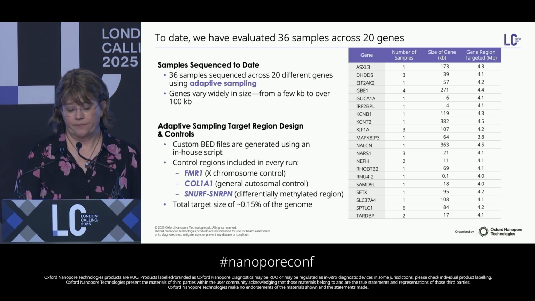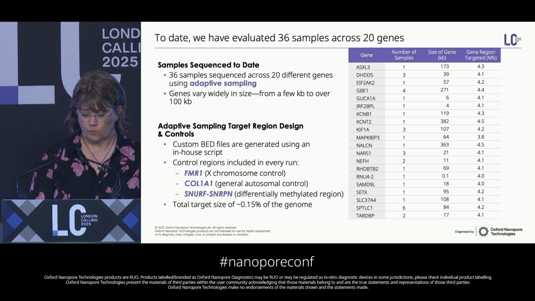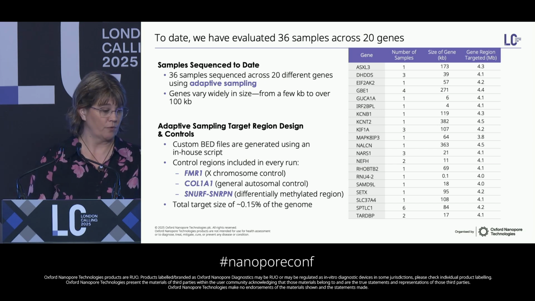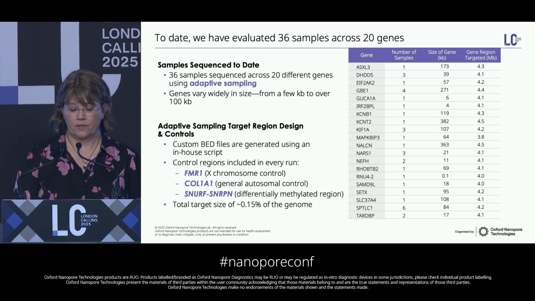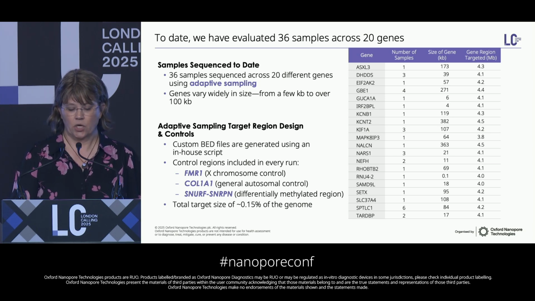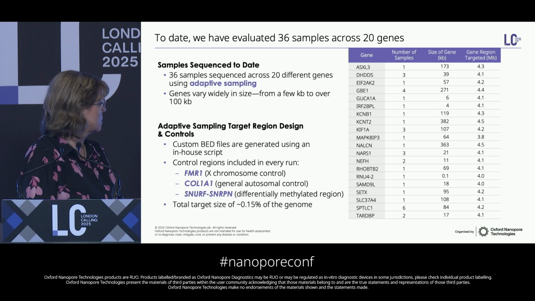Here's a summary of the 36 samples that we've sequenced using adaptive sampling for NLORM so far. To define our target regions for adaptive sampling, we use an in-house script that generates a BED file for the target gene and the 3 listed controls.